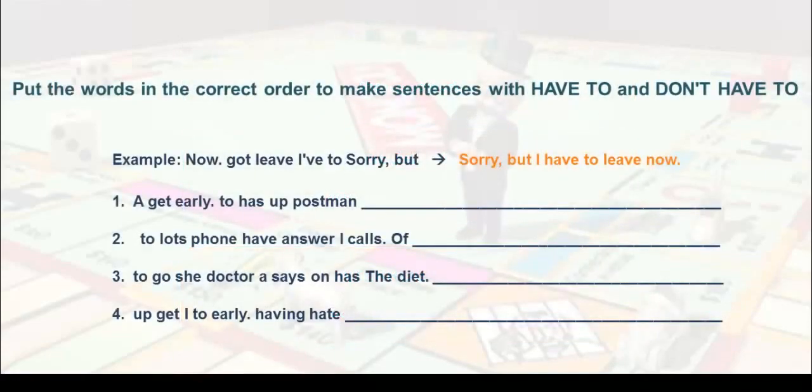Put the words in the correct order to make sentences with have to and don't have to. For example, now, got leave, I've, too sorry, but. This should be, sorry, but I have to leave now.